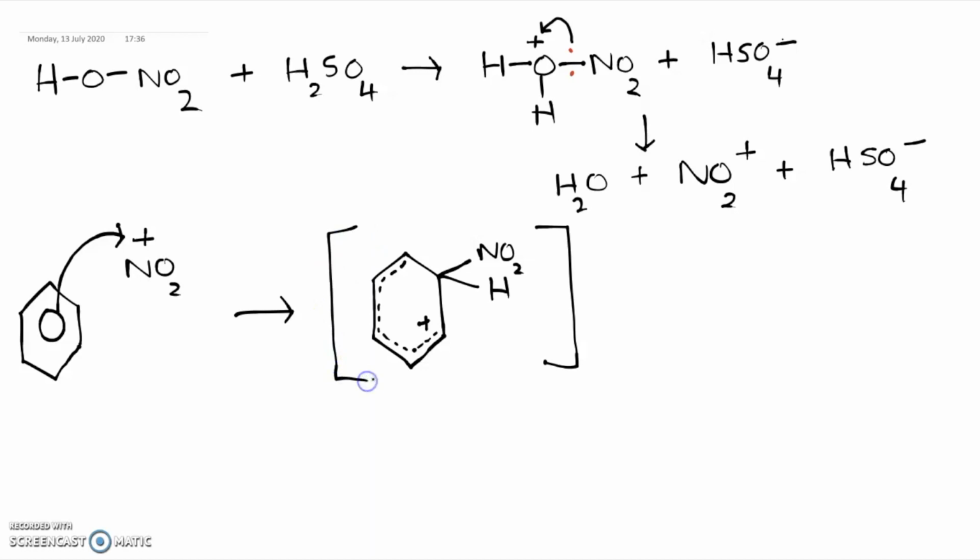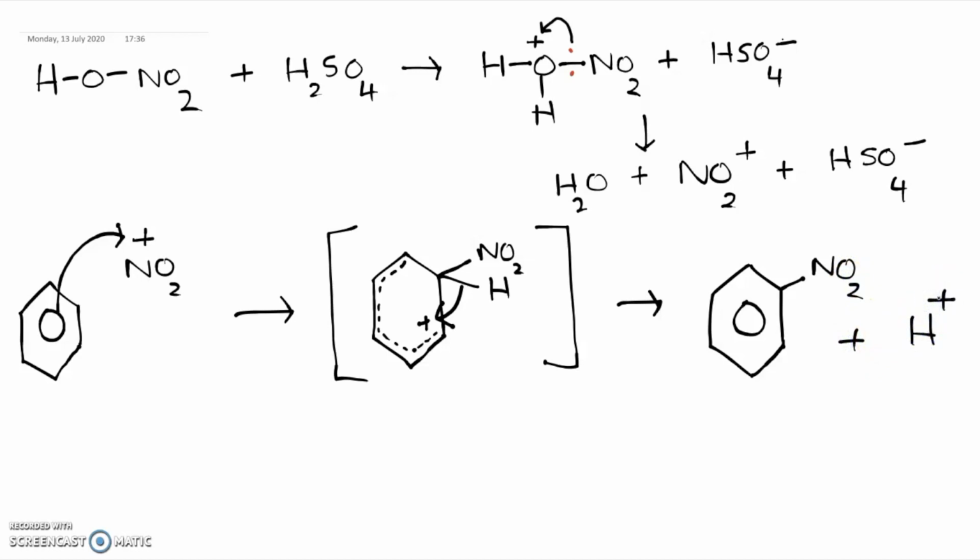And the hydrogen is now going to be lost from this intermediate, and a pair of electrons is going to move into the ring, so the ring now has its delocalized ring of electrons restored. When this happens, I'm left with my final product here of nitrobenzene, an NO2 on a benzene ring, and a H plus ion.